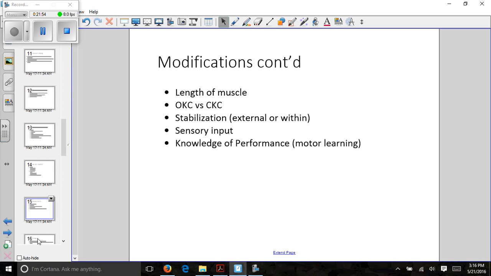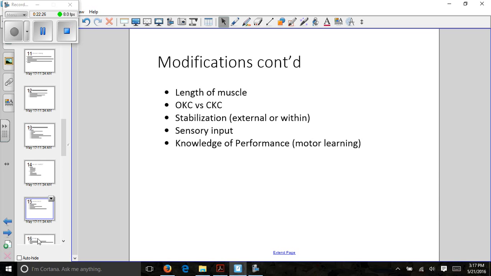Stabilization. Do you allow them to have external stabilization, or do they have to stabilize from within? Do you put them on a stable surface, so you have them doing things on the floor, or do you put them on a Bosu ball and then try to have them do mini squats, so then they actually have to stabilize using their core musculature? What's the sensory input that you're giving them? Are you allowing them to concentrate on the exercise that they are doing, or are you trying to distract them at the same time?